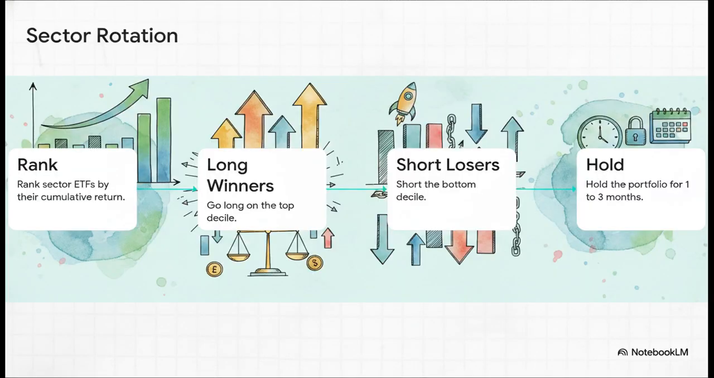So the crucial point is how we actually execute this out in the wild. First, we take all our sector ETFs and we rank them by that cumulative return metric we just figured out. Then we apply a strict decile sort logic. We go long on the top 10%, the absolute undeniable winners. Then we short the bottom 10%, the absolute losers. Doing this creates a dollar-neutral portfolio, which is awesome because it means we're largely insulated from broader, chaotic market swings. Finally, we just hold that position for 1 to 3 months before we recalculate and rebalance the whole shebang.